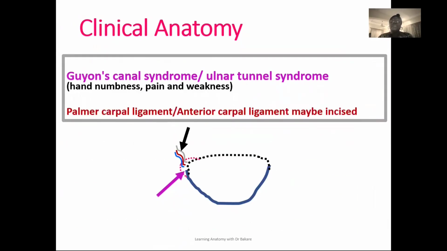It is also important that we highlight that the palmar carpal ligament, which can also be referred to as the anterior carpal ligament, may be incised to relieve pressure during surgical intervention. If you go back to this lower image, this is where we have the palmar carpal ligament highlighted in red. We already highlighted that the palmar carpal ligament is what creates a roof over the Guyon's canal. And because of its alignment in creating the roof over this structure, it may be incised to relieve pressure within it.